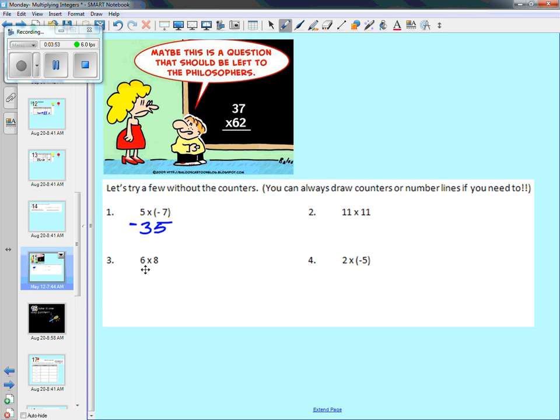For number 3, 6 groups of 8. That's the same multiplication you've done since grade school. 6 times 8 is 48. 2 positives make a positive. Go ahead and do 2 and 4 on your own.